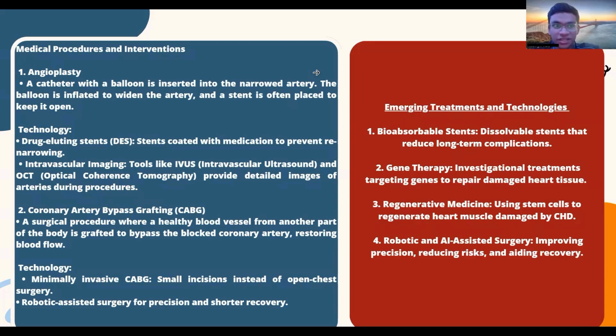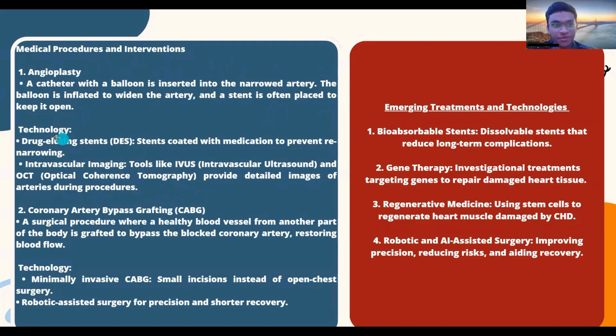Now let's look at the medical procedures and interventions for the cardiovascular disease that I just mentioned. There are two procedures that we are going to focus on, which are angioplasty and coronary artery bypass grafting. For angioplasty, a catheter with a balloon is inserted into the narrowed artery. The balloon is inflated to widen the artery, and a stent is often placed to keep it open.